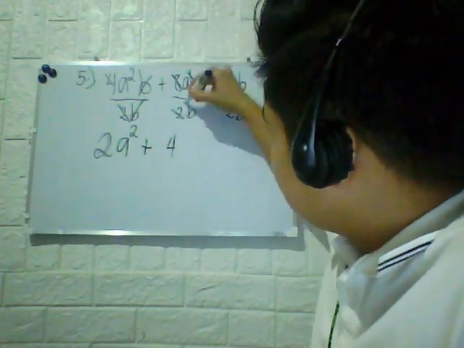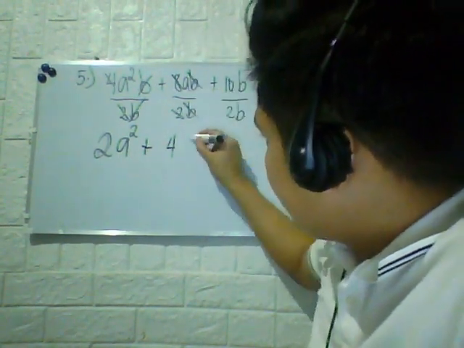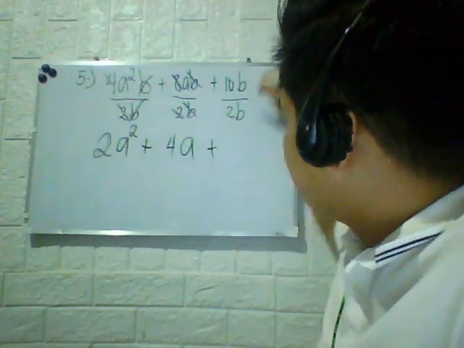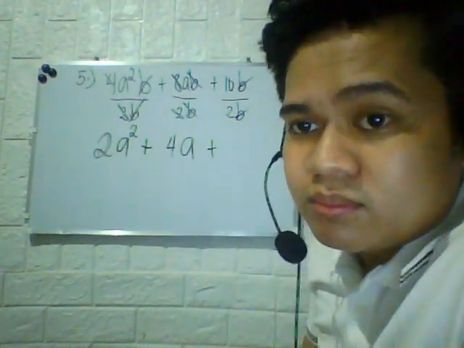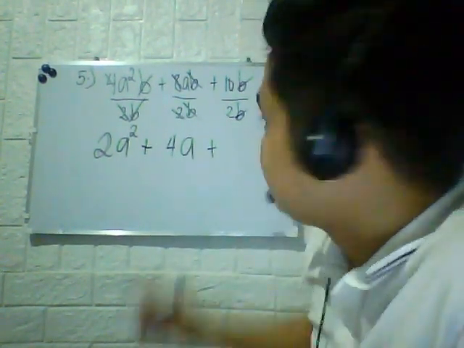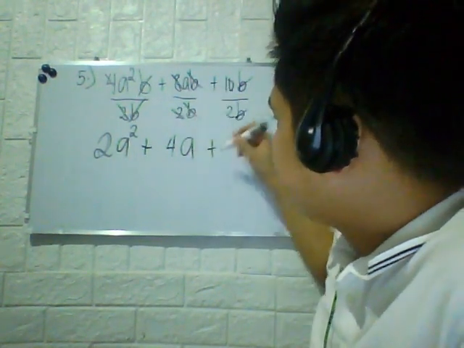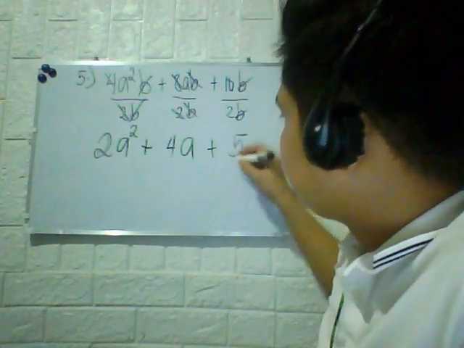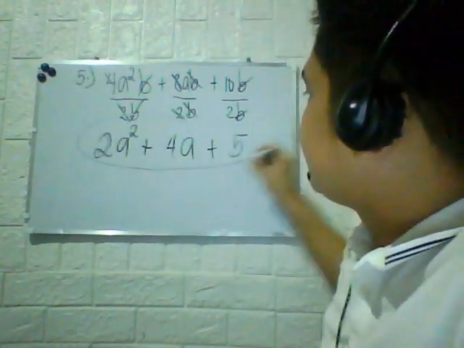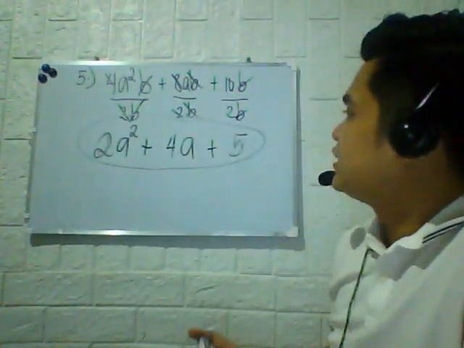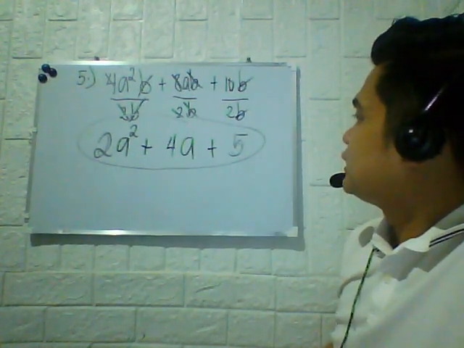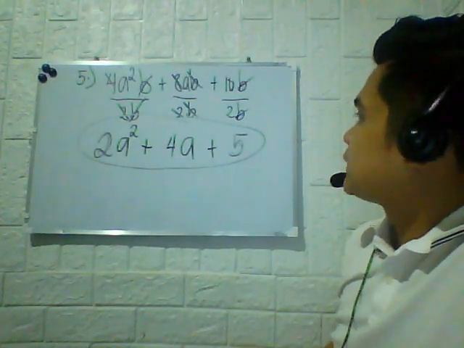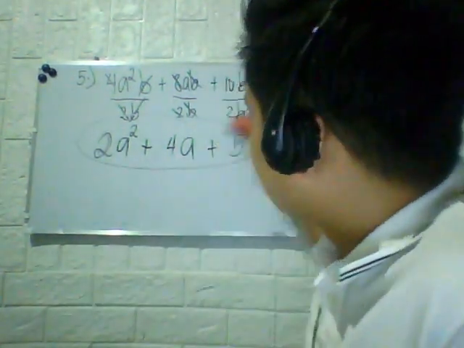Si b lang. 4 with a. Plus, b and b, wala na yan. Pareho lang eh. 10 and 2, simplified, magiging 5 over 1. Kahit wala na si 1. This is our final answer. 2a squared plus 4a plus 5. But not just yet.